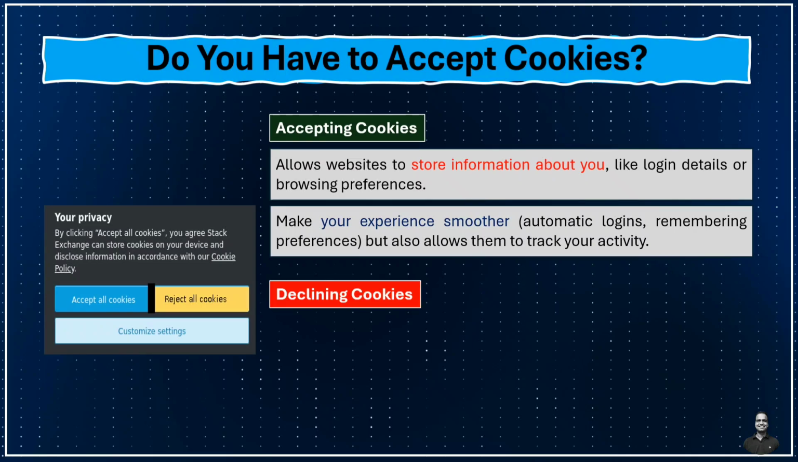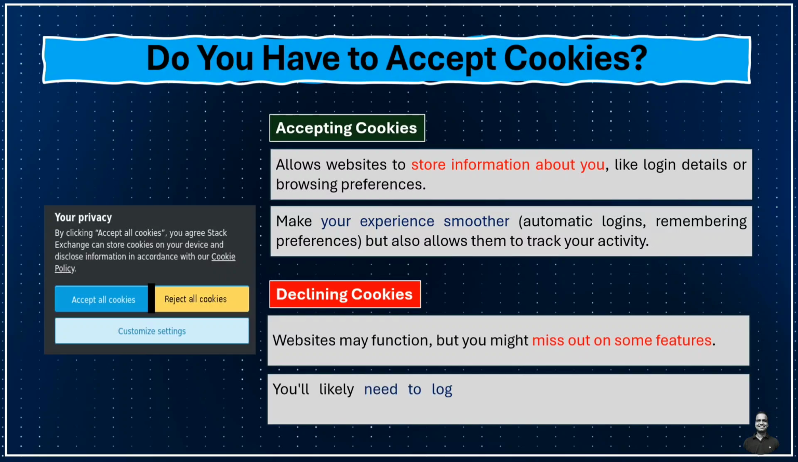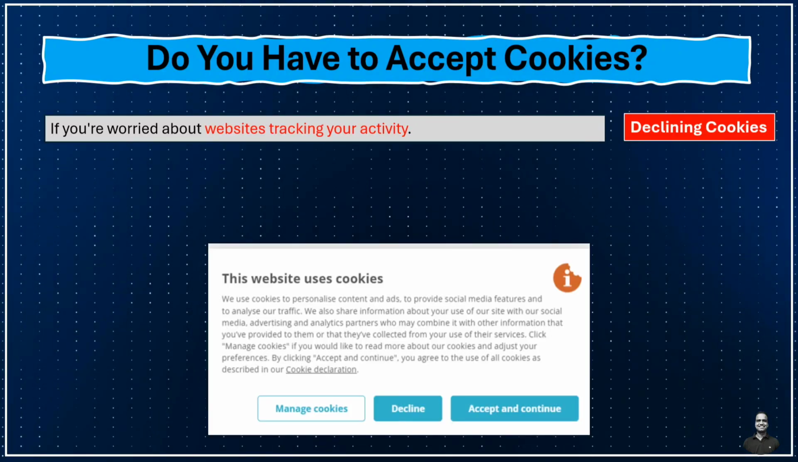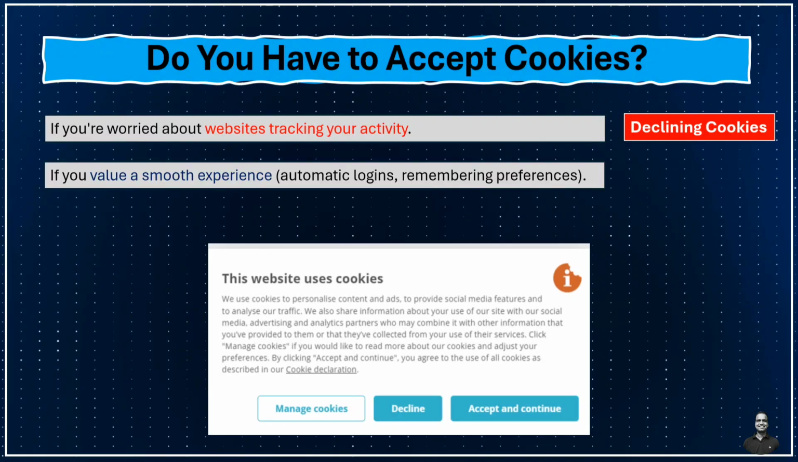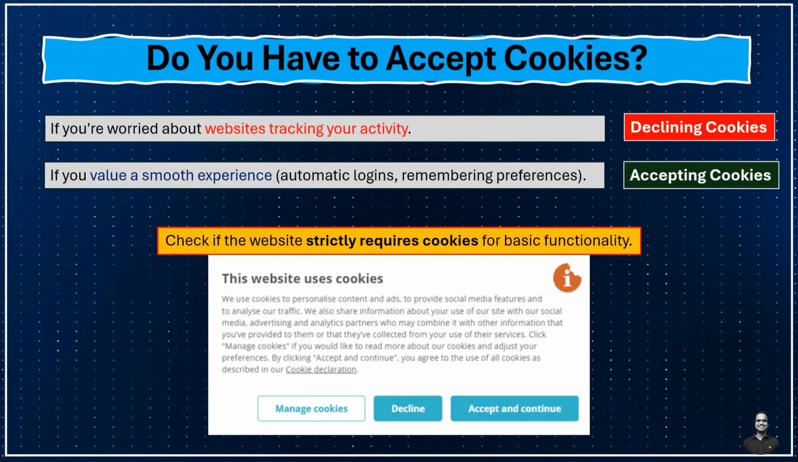When you decline cookies, websites may still function, but you might miss out on some features. You'll likely need to log in more often and the website won't remember your preferences. If you are worried about websites tracking your activity, decline cookies. If you value a smooth experience like automatic logins and your preferences, then accept cookies. Check if the website strictly requires cookies for basic functionality.